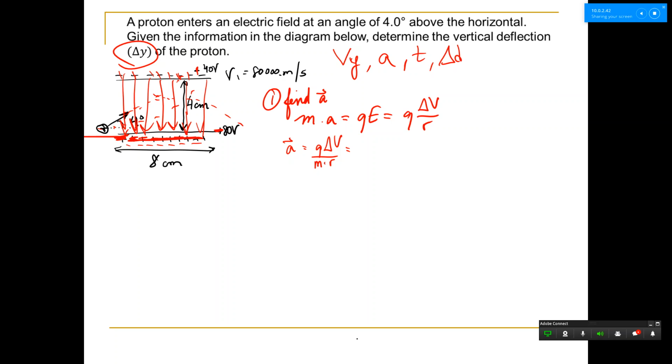The charge of a proton, you guys know what that is. The mass of a proton is 1.67 times 10 to the negative 27 kilograms. I'll write that here. You guys do the math. Tell me when you have an answer.